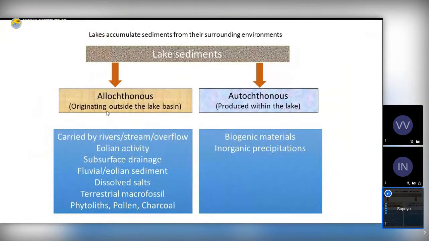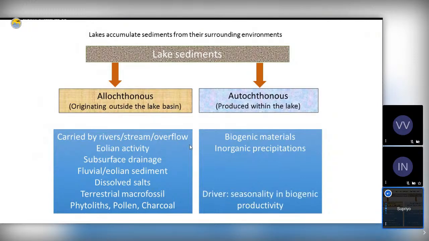So there are two main kinds of components, the allochthonous components and the autochthonous components. The allochthonous materials are produced outside the lake, and eventually they are carried by different agents into the lake. And autochthonous materials are in situ production. So analysis of different kinds of proxies provides information on both processes.